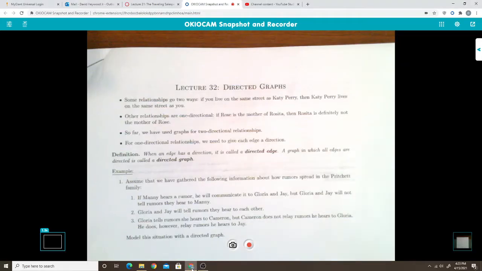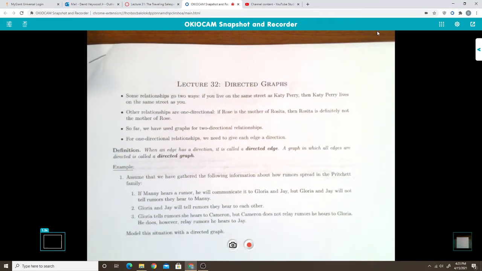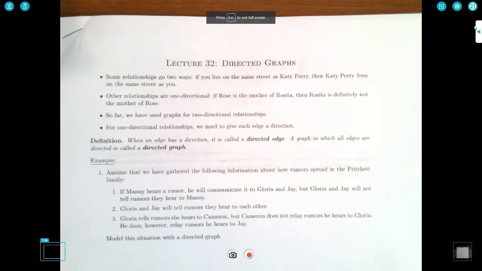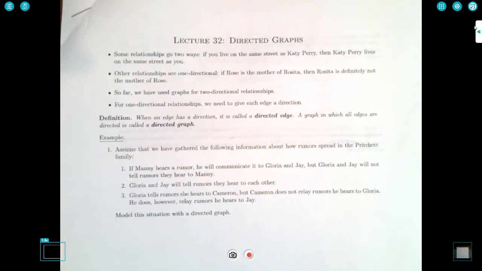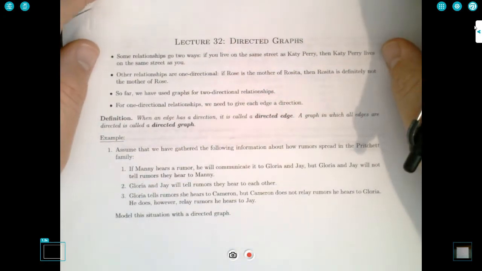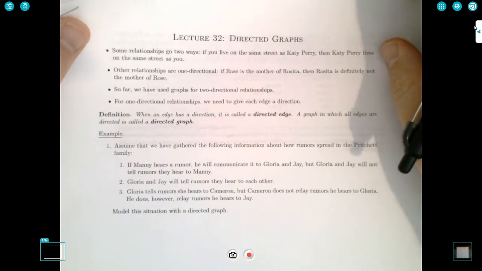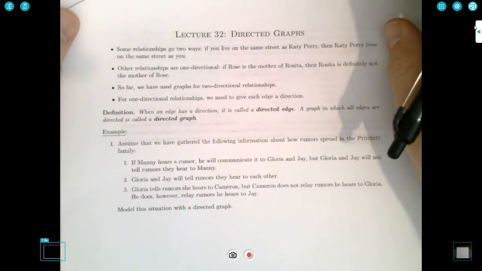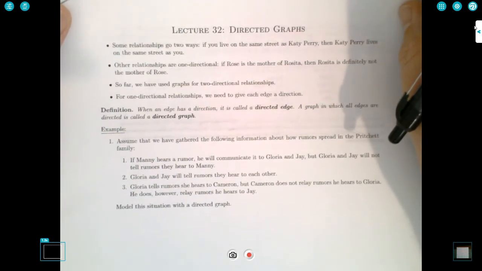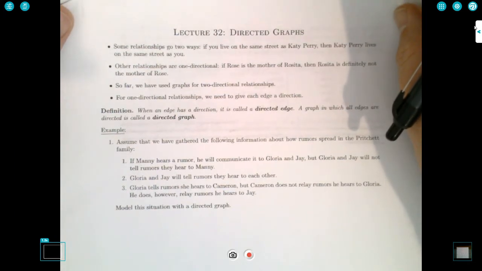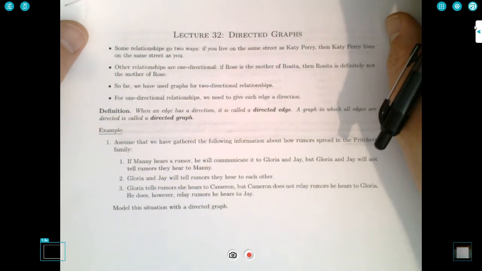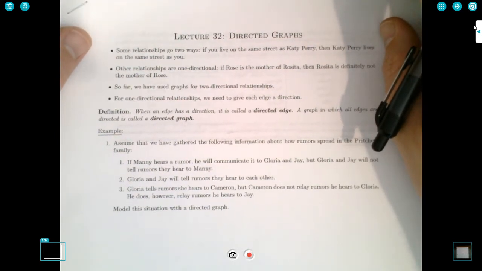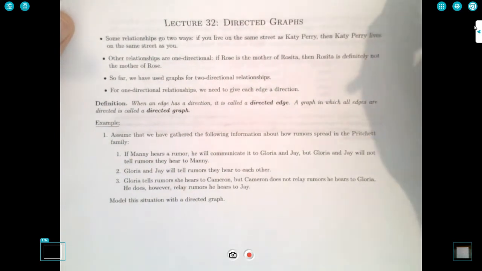Okay, the last big topic in graph theory that we're going to cover in this class has to do with directed graphs. So we've talked about coloring maps. We did that in lecture 30. We've talked about weighted graphs. We did that in lecture 31. We talked about graphs where you have multiple edges or possibly no edges connecting 2 points and stuff. Again, that was lecture 30.